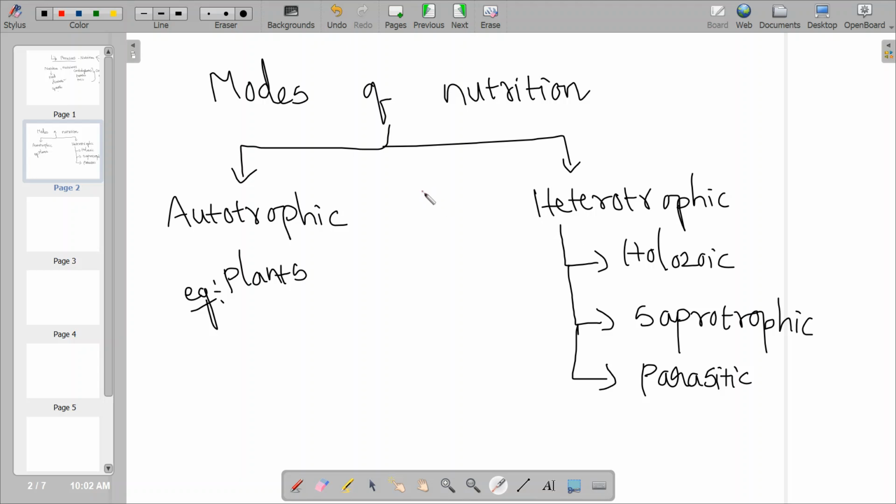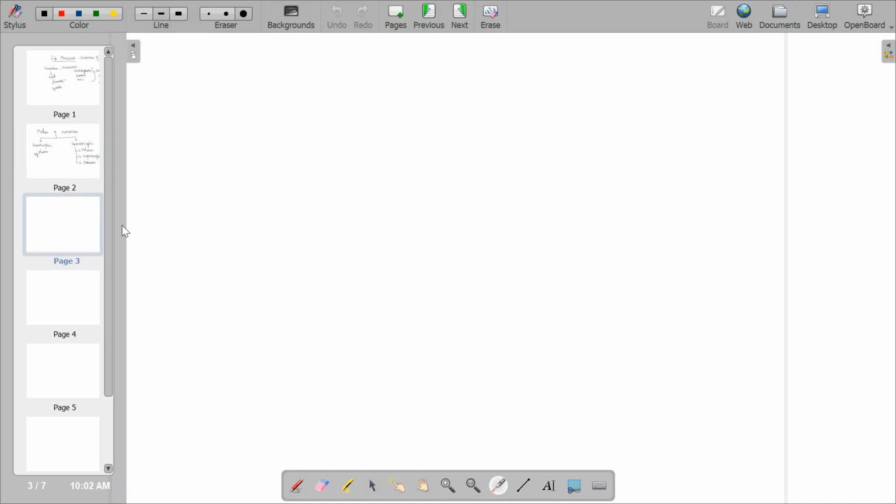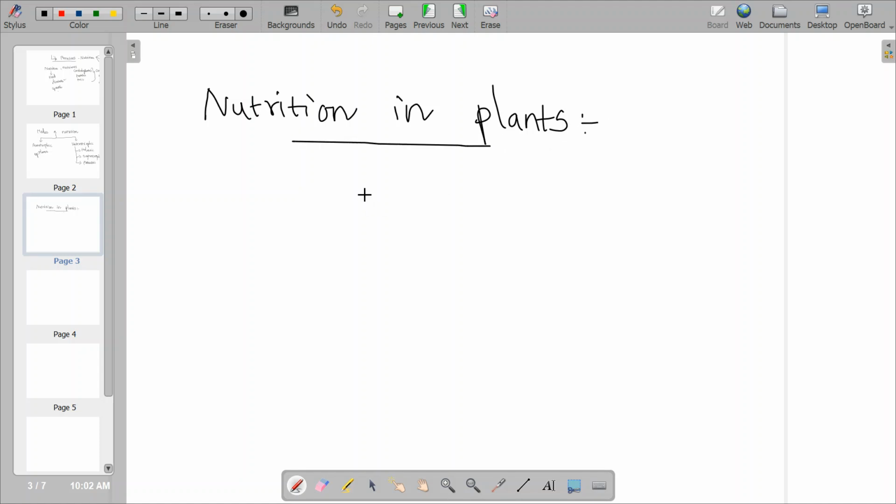Okay, so two modes of nutrition: autotrophic mode of nutrition and heterotrophic mode of nutrition. Okay, so we will learn about plant nutrition, that is autotrophic mode of nutrition. So nutrition in plants: the process behind the preparation of food in plants is photosynthesis. Okay, plants prepare their own food by a process called photosynthesis.